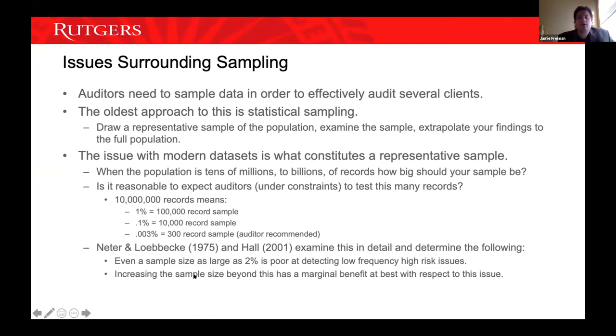And researchers have looked at this, even if you go as high as 2%, which is a pretty large sample, right? 2% of 10 million, that would be 200,000. That's a large number of records. It's really poor at detecting these low frequency, high risk issues. Right. And they found that once you start to increase the sample size beyond this, you're just creating more work than the benefit that you're going to get. So there's still a problem to be had here.